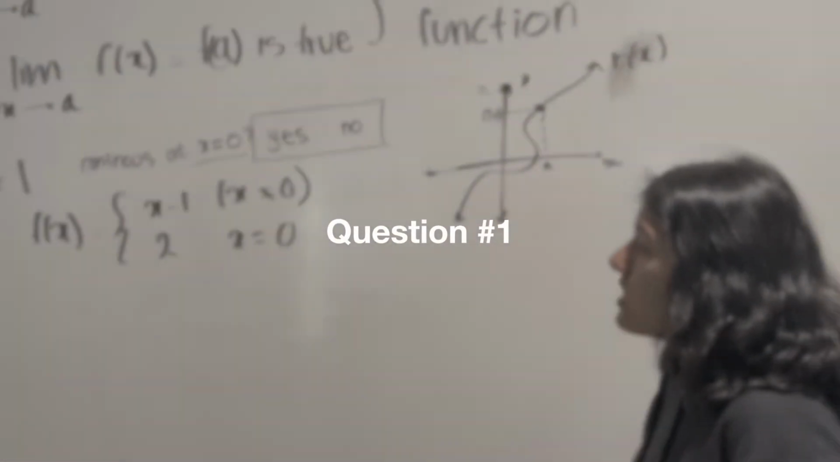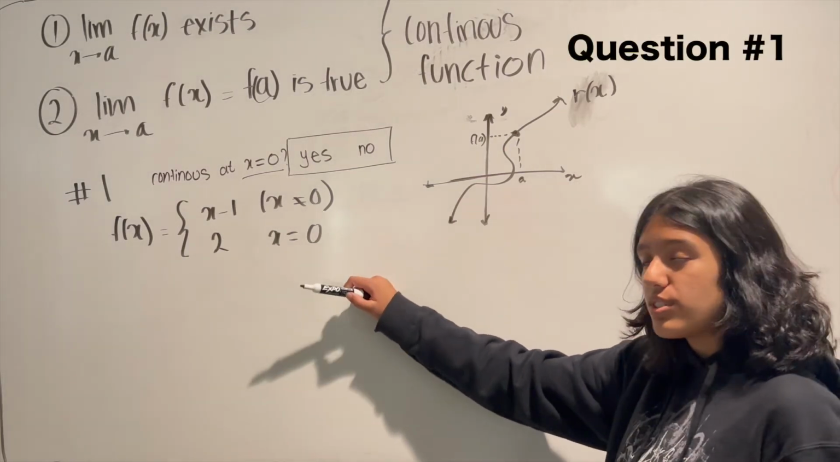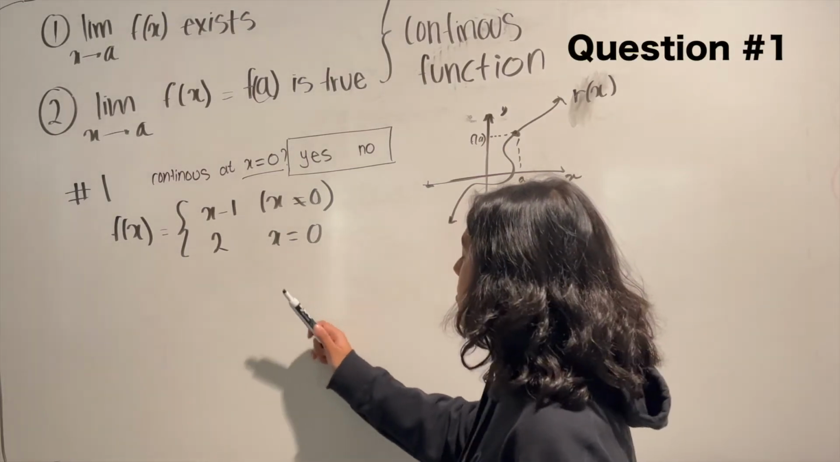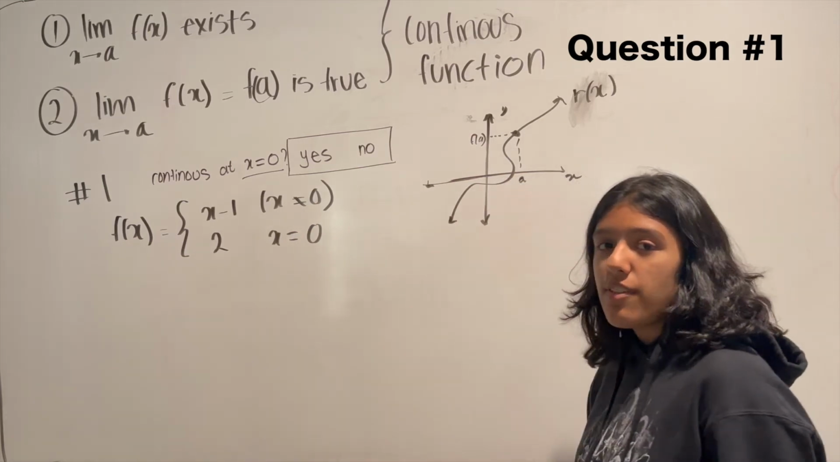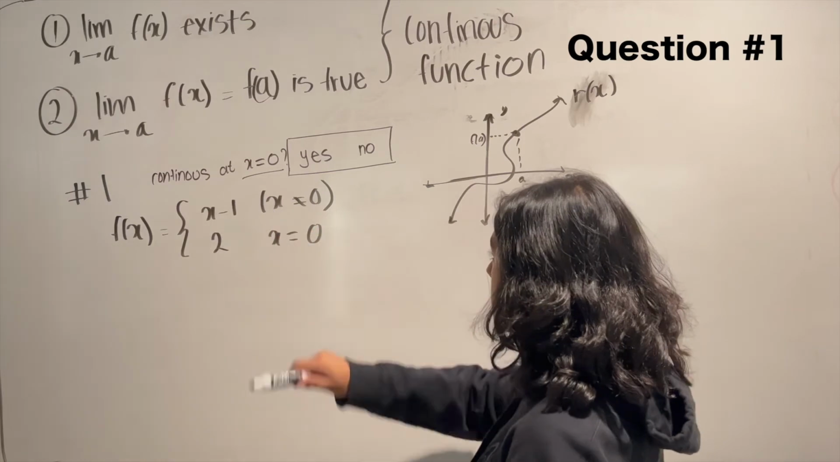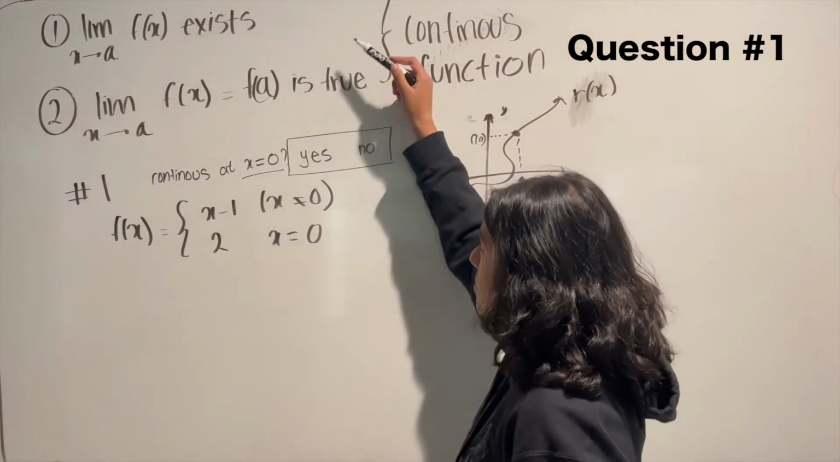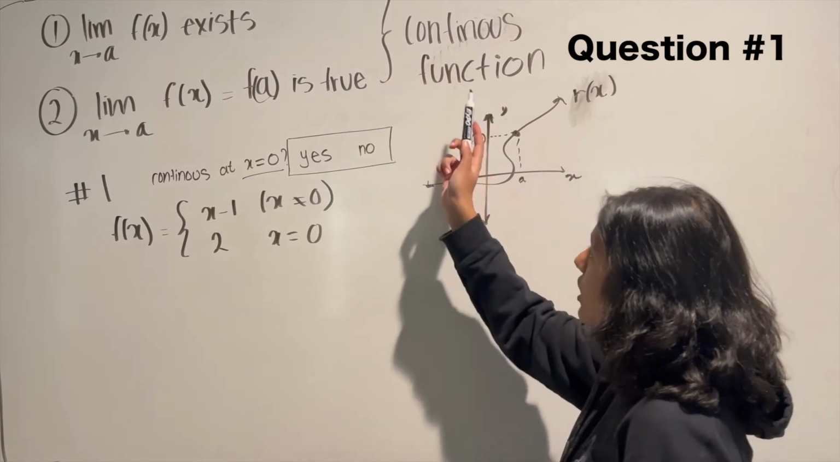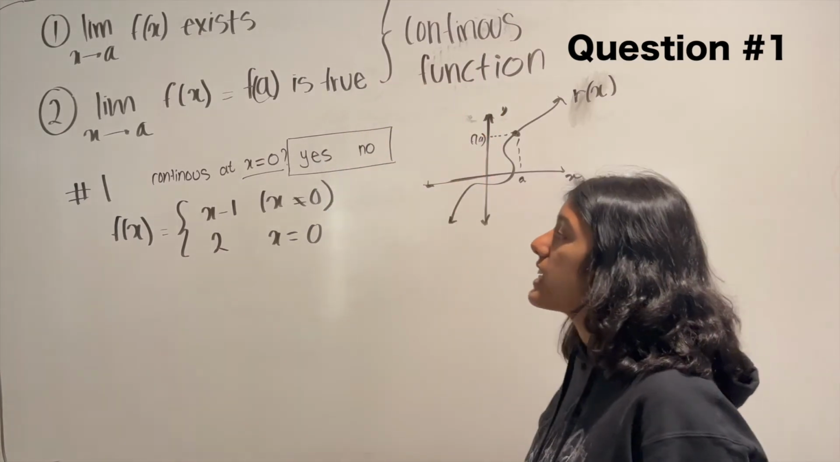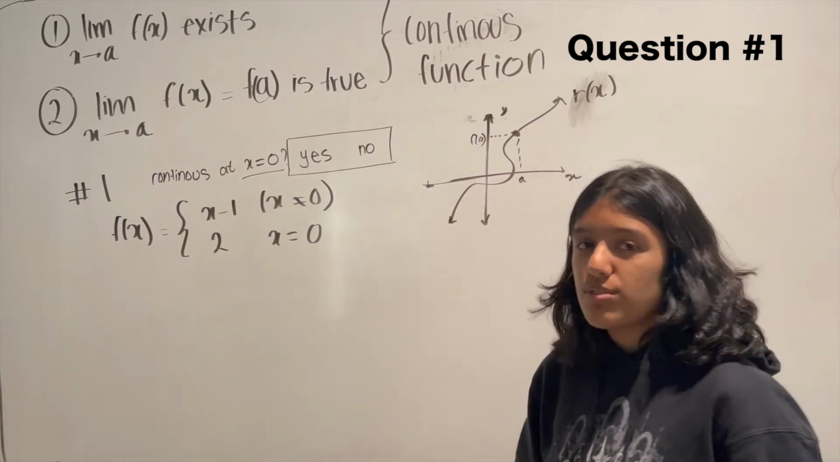All right, let's dive into our first question. Our first question is f of x equals x minus 1 when x is not equal to 0, and f of x equals 2 only when x equals 0. And the question is asking, is this f of x continuous at x equals 0, yes or no? Now, we have our two properties of a continuous function right here, so let's use that to help us see if this is continuous or discontinuous at x equals 0.